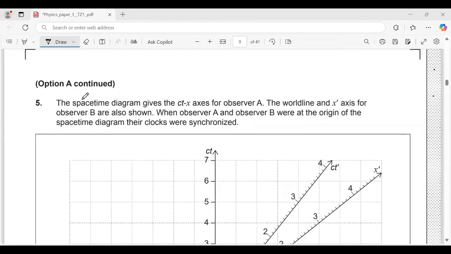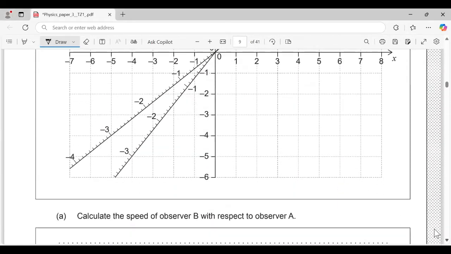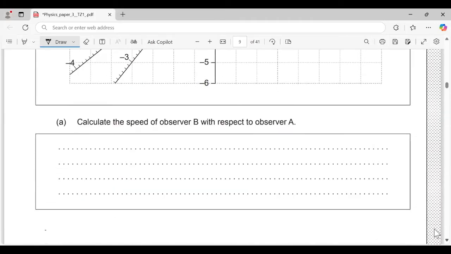Number 5. The spacetime diagram gives the ct-axis for observer A; the world line and x' axis for observer B are also shown. When observer A and observer B were at the origin of the spacetime diagram, their clocks were synchronized. This is a diagram. Calculate the speed of observer B with respect to observer A.